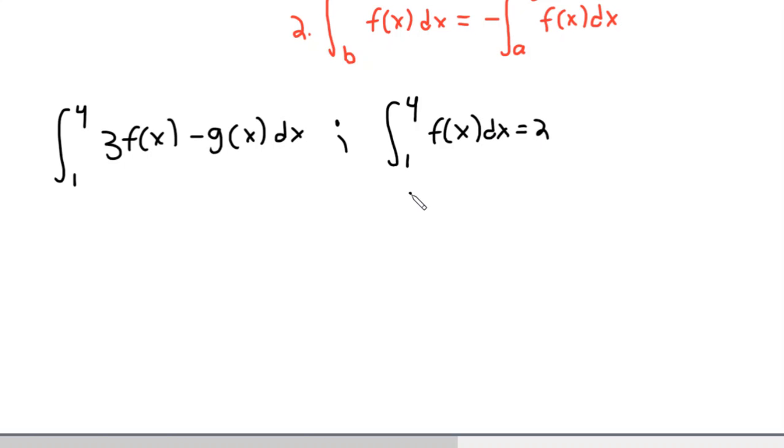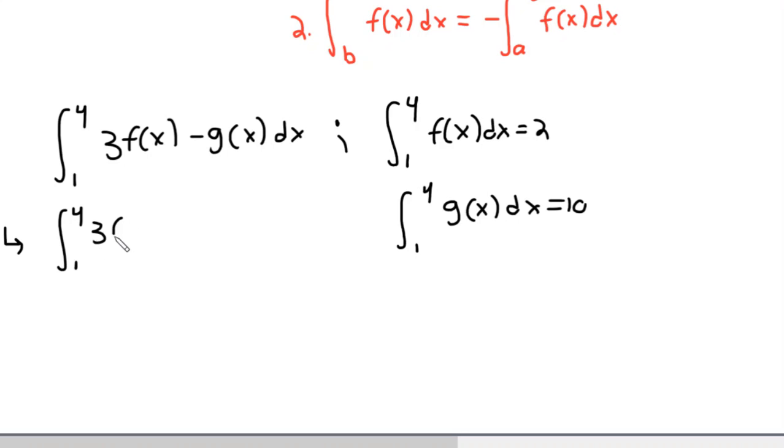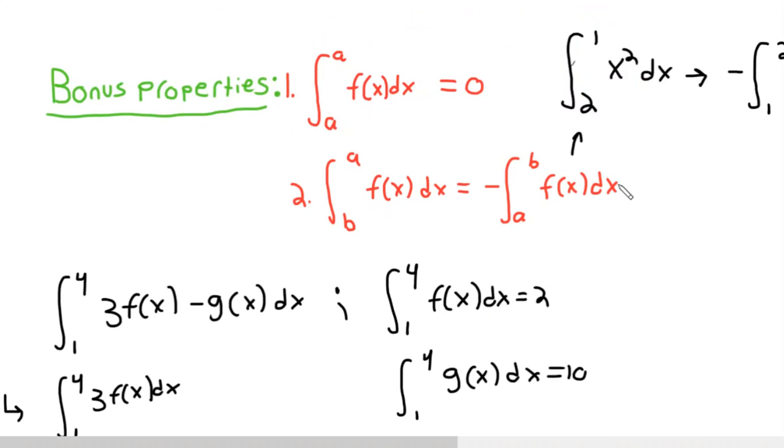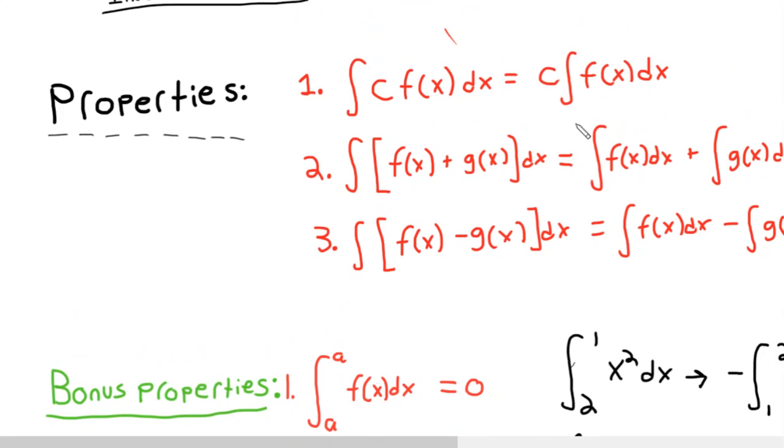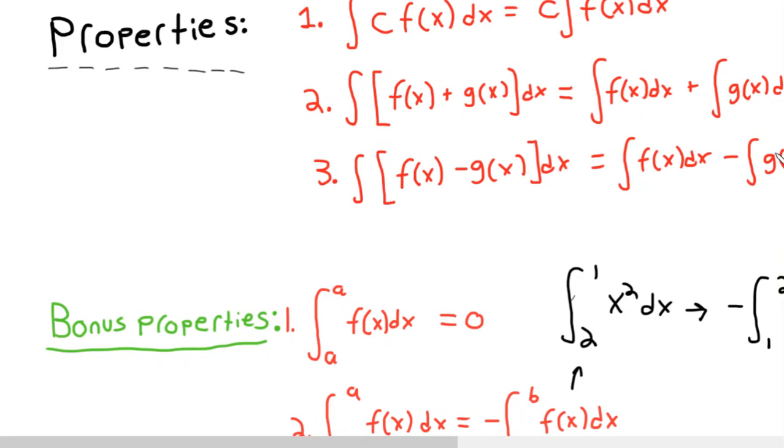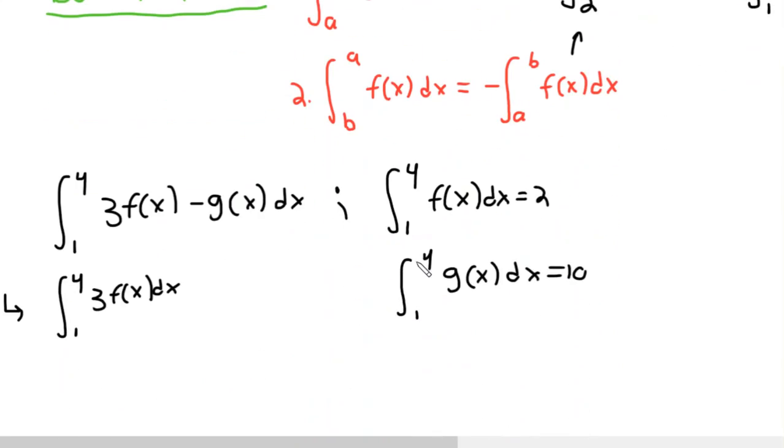And then it's also giving me that the integral from 1 to 4 of g of x dx equals 10. So what I first want to do here is break this up into two separate integrals. So I'll say the integral from 1 to 4 of 3 f of x dx. Remember, this is just using this property up here, the third property, where I can break it up between addition or subtraction. In this case, just subtraction.